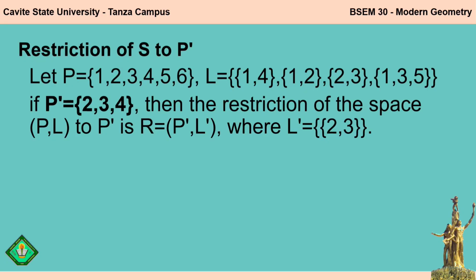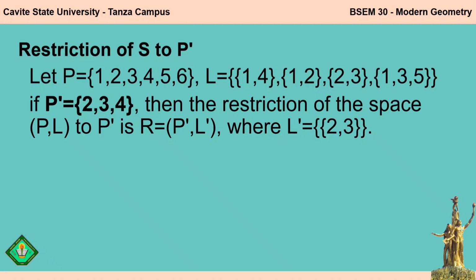So we excluded this line. For the second line, I'm connecting points 1, 2. This includes point 2, but point 1 is also not in P prime, so we also excluded this line. Another is that we have the line connecting 2, 3. So both points are in P prime, so we keep this one.